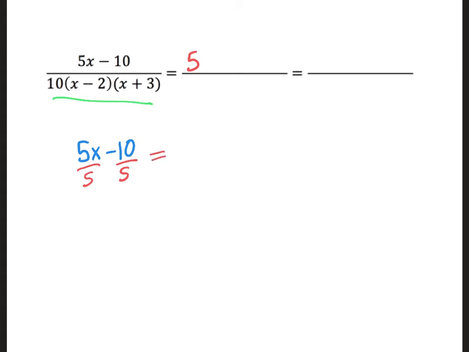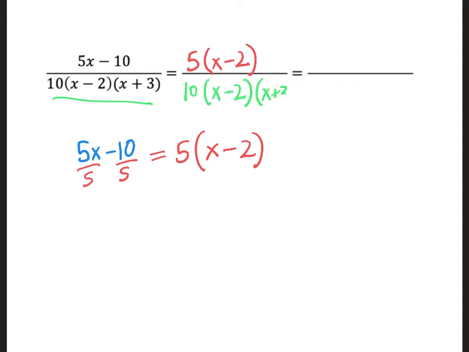If I factor out 5, 5x divided by 5 just gives me x. Negative 10 divided by 5 gives me negative 2. So on top we have 5 times x minus 2. We didn't factor anything out of the bottom, so that's going to stay the same. We have 10 times x minus 2, x plus 3.